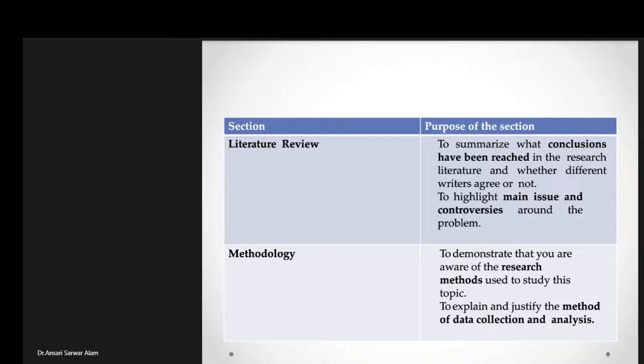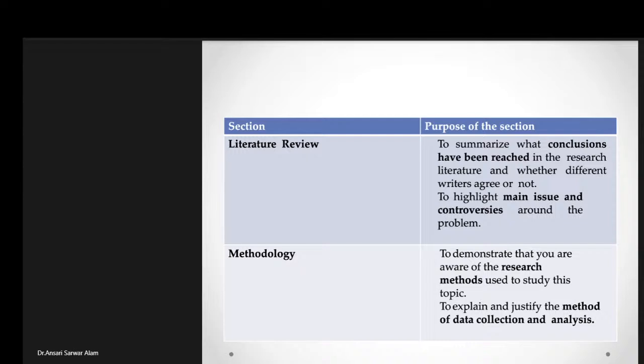controversies around the problem. When we are saying that a particular person has done research work and has come up with this conclusion, that this variable was impactful, but another person is saying that he has done the same thing, but the same variable was not impactful. So at that time, how you have come up with the topic and how you have taken the variable, you are supposed to justify. You are supposed to highlight the main issue and controversy around the research topic.